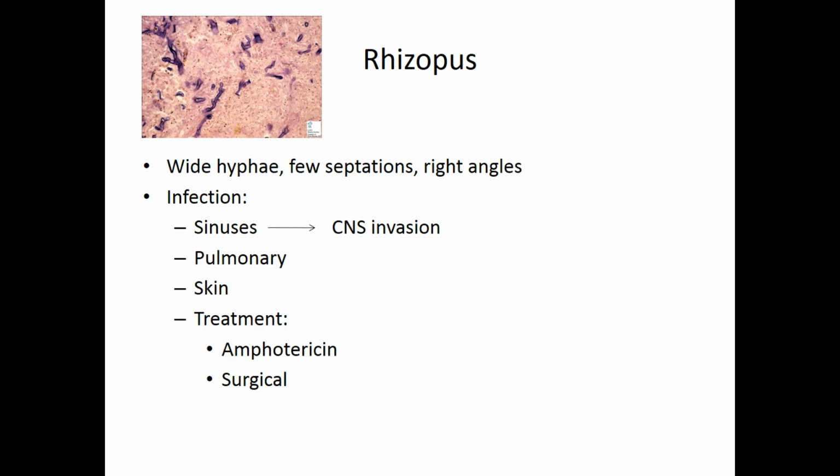Rhizopus can be a very resistant and difficult organism to treat. It can occur in the sinuses and can invade into the CNS. It can also cause pulmonary disease, skin disease, and other solid organ complications. Treatment can be difficult and may involve amphotericin. Surgical debulking is often also necessary. Recall also that Rhizopus can be associated with an allergic bronchopulmonary disease, similar to that caused by Aspergillus.